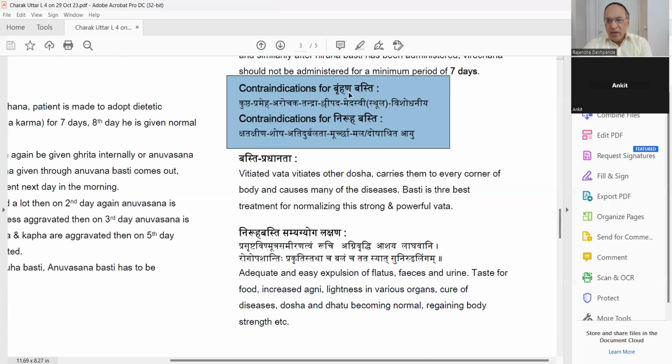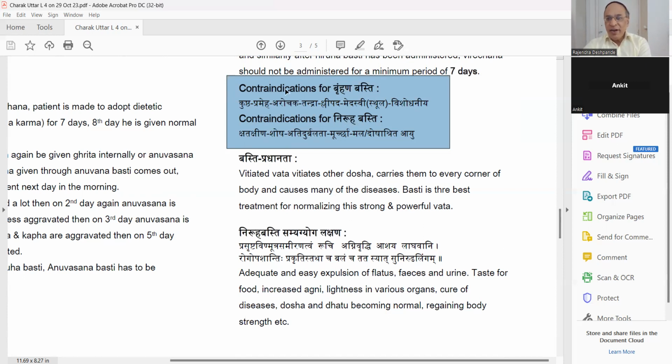Or another word in Ayurveda, Apatarpanajanya Vyadhi. Undernourishment problem. Give the Bruhan Basti. If Margavarodhajanya problem, obstruction, ama, srotorodh, then give Niruha Basti. Decoction enema, Kadhyacha Basti, when there is obstruction.